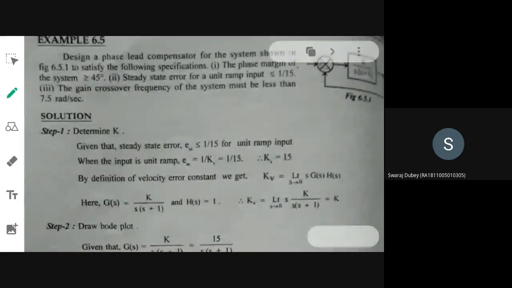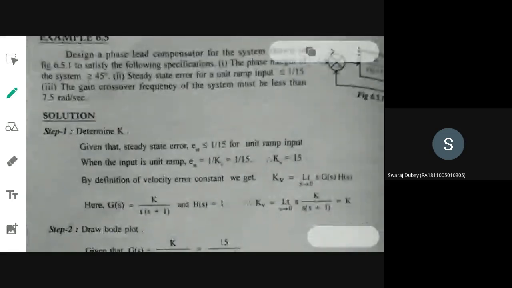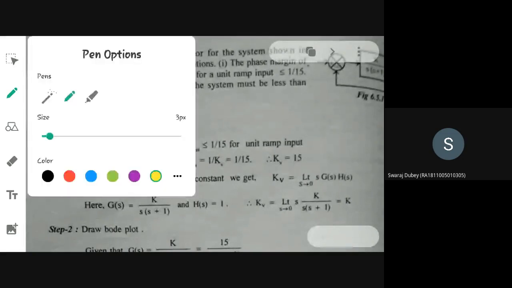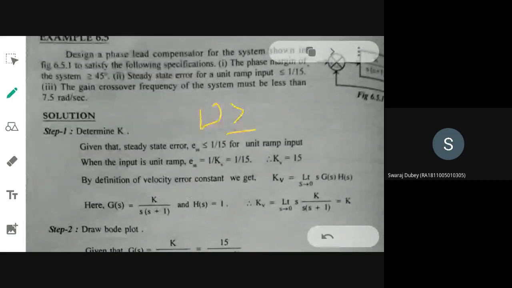So now what is given in the problem? You are to design what compensator? Phase lead compensator. In order to satisfy what specification? Phase margin should be greater than or equal to 45 degrees.